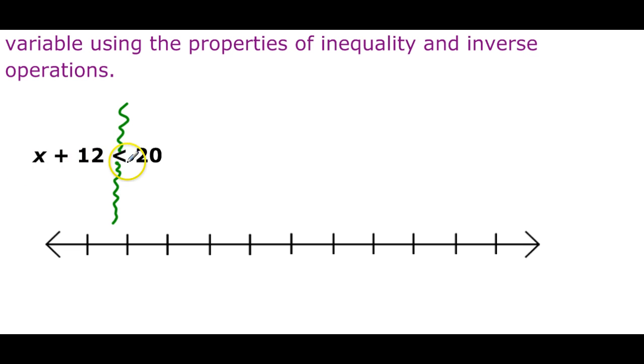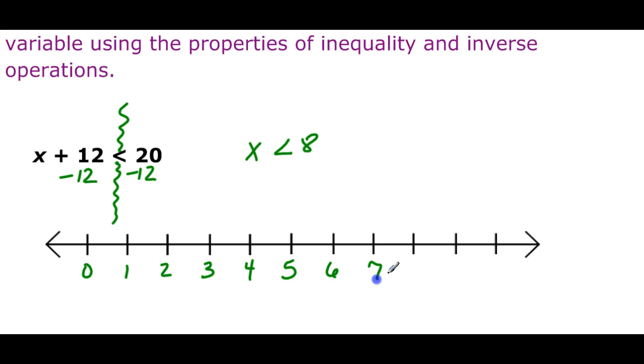All right, x plus 12 is less than 20. Subtract 12 from both sides. That's going to give me x is less than 8. So we're going to maybe put our 0 over here now. 1, 2, 3, 4, 5, 6, 7, 8. So 8 is my focal point. Put a circle there. Less than goes to the left.